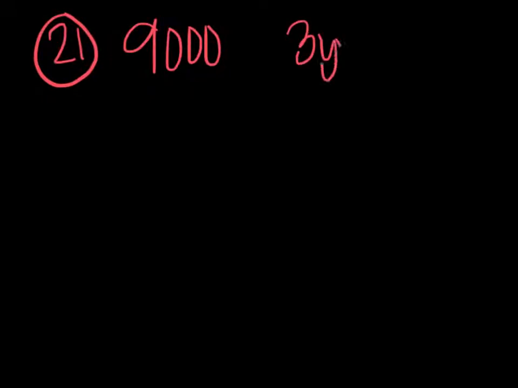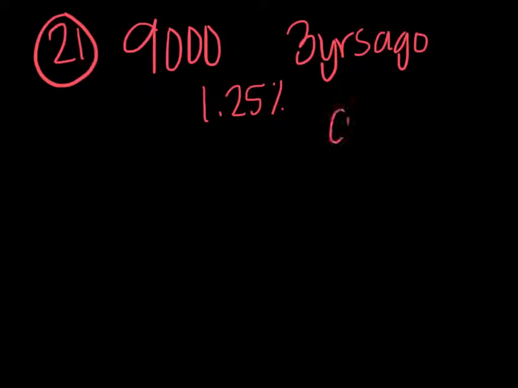So number 21 says you deposited $9,000 into a college savings account 3 years ago, and the account pays 1.25% interest, and we are trying to find the amount when it's compounded monthly.